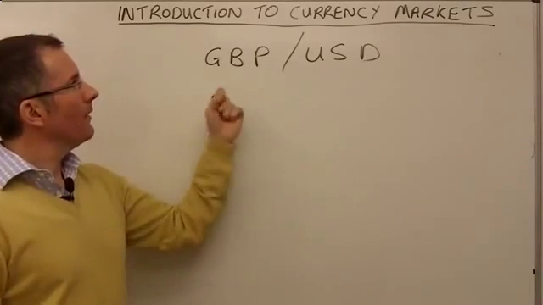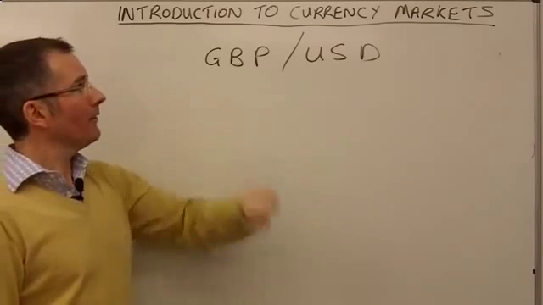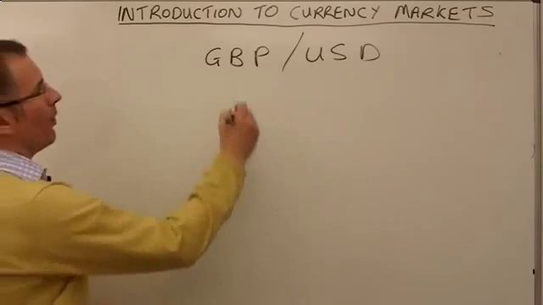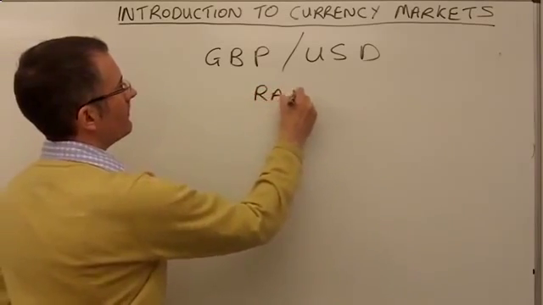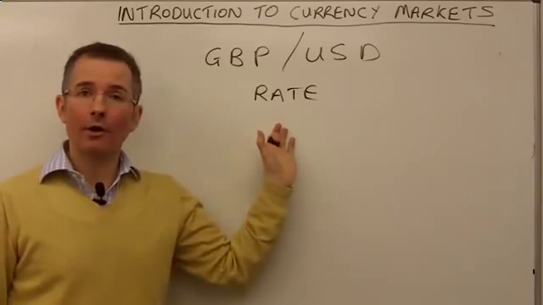Now, the currency on the left is the one there is one of. So what I mean by that is a typical rate will come with two prices. Just like when you buy your holiday money.